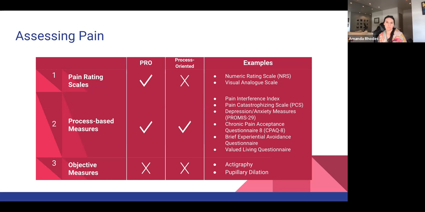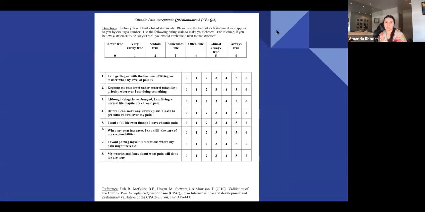And then if you want to move one more slide, I just put it up here so you can see some of the items. So, item number 1: I am getting on with the business of living, no matter what my level of pain is. So it's more of a process-based, functionality perspective of pain.